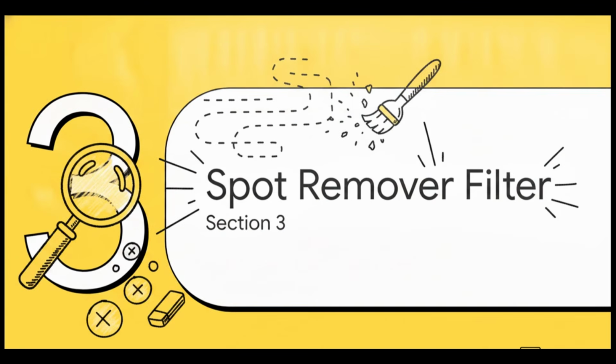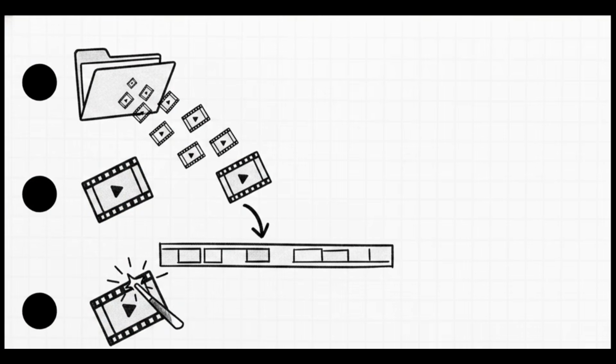All right. Section 3. The Spot Remover Filter. This is where the magic happens. First things first, you need to bring your clips into the software by clicking Open File. And actually, here's a massive time saver for you creators out there. You can import multiple clips at once. So if you've got more than one clip to clean up, the source tutorial highly recommends just bringing them all in together. For instance, the creator selects 3 clips at once in their demo.